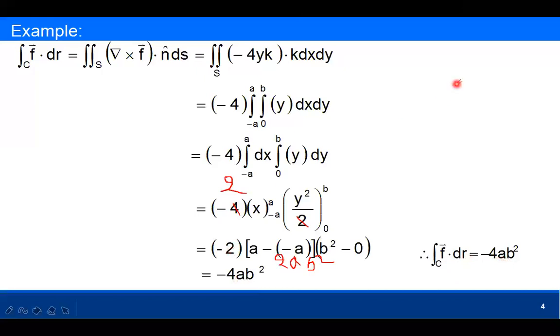So like that, whenever a single integral is given, we convert it into a double integral by using Stokes theorem and solve it.